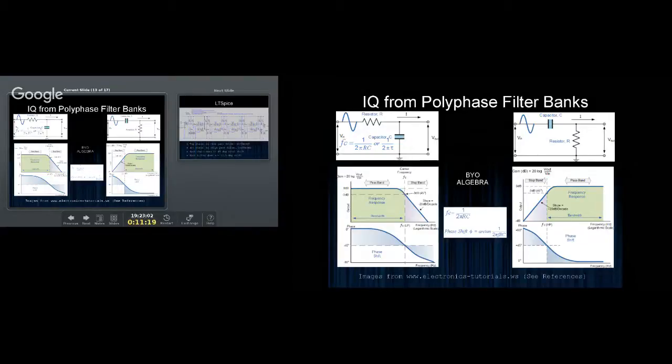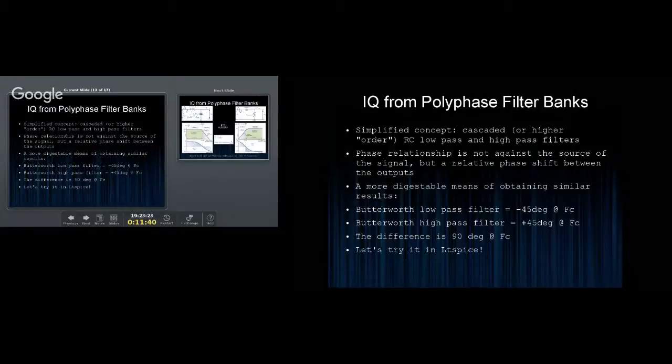And bring your own algebra, because there's no way I'm going to put all this up here, but the relationship for the phase shift is equal to the arctan of 1/(2πfRC), which is pretty simple. So that's for a single pole. So going back to here, we can cascade these, right?